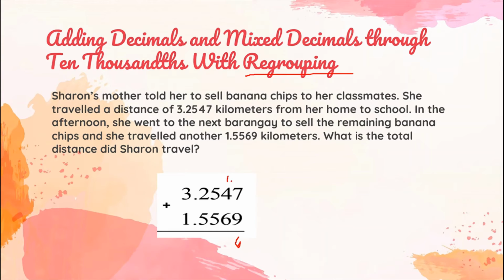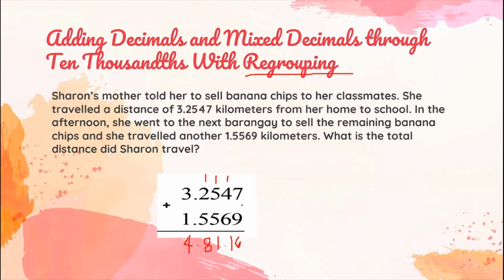16, 6 carry 1. 1 plus 4, that is 5. 5 plus 6, that is 11. So we have here 1 carry 1. So 1 plus 5, that is 6. 6 plus 5, that is 11. Next, carry 1. 1 plus 2, that is 3. 3 plus 5, that is 8. This time, let us align our decimal point here. And 3 plus 1, that is 4. So what is now the total distance Sharon traveled?